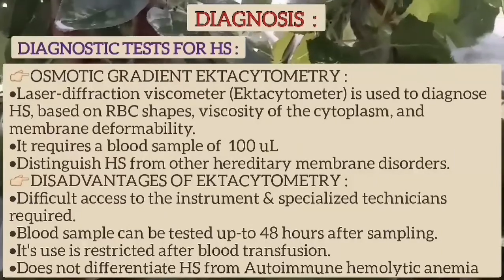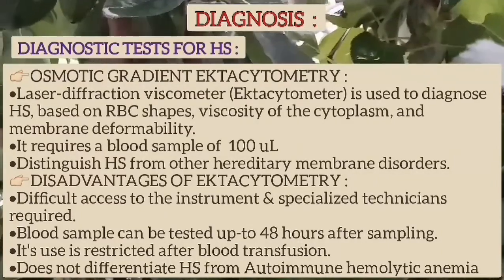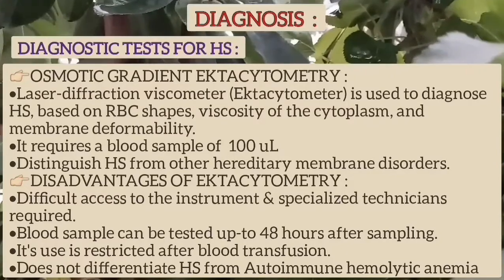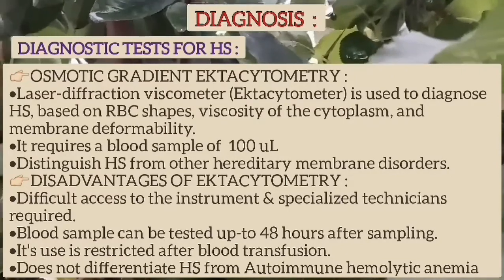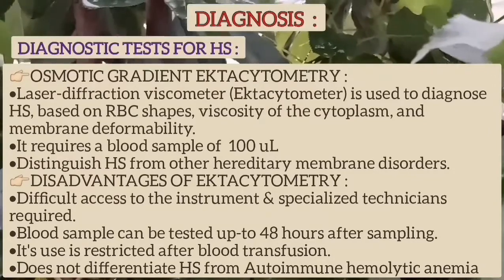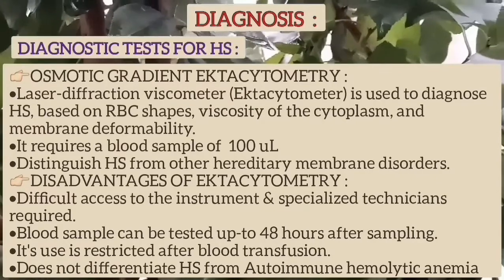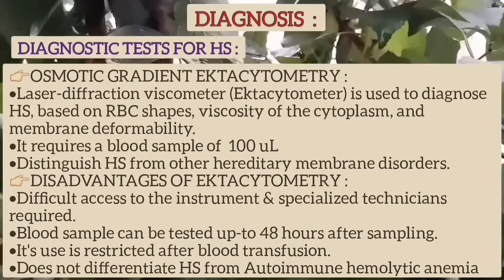Now, osmotic gradient ektacytometry requires a laser diffraction viscometer, which is the ektacytometer. It is used to diagnose hereditary spherocytosis based on RBC shape, viscosity of cytoplasm, and membrane deformability. Now, it needs a blood sample of 100 microliters and it distinguishes hereditary spherocytosis from other hereditary membrane disorders.